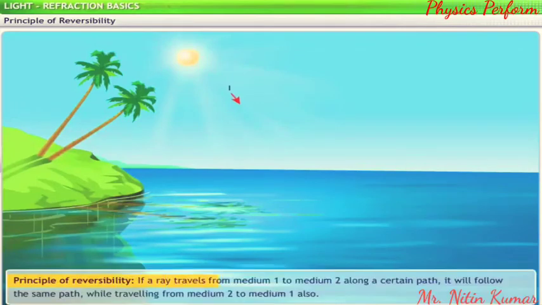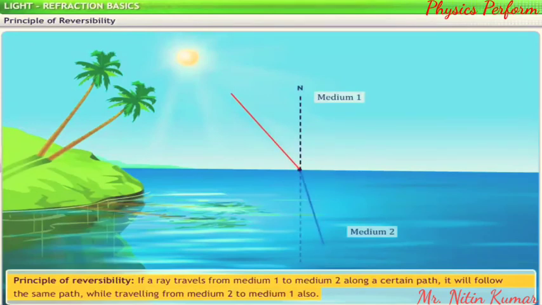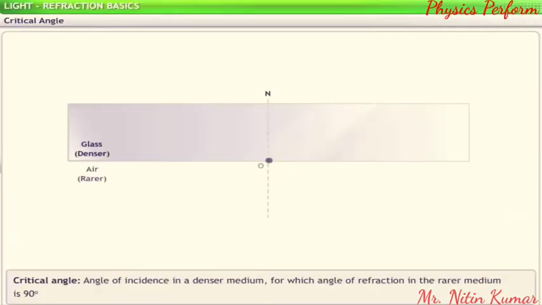The principle of Snell's law is valid, regardless of the direction of the light. If a ray travels from medium 1 to medium 2 along a certain path, it will follow the same path while traveling from medium 2 to medium 1. This is known as the principle of reversibility.